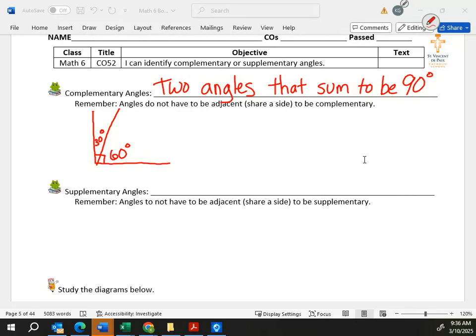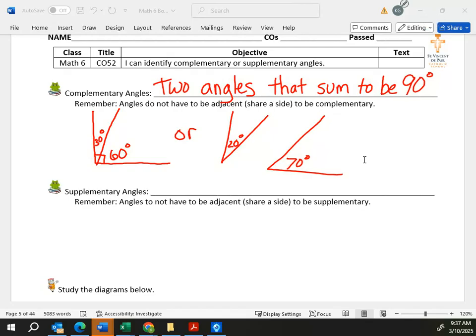Sometimes those angles will be adjacent, where they share a line. Sometimes they're just going to be off to the side. So I could have 20 degrees and I could have 70 degrees. They're not connected next to each other, but if I add them together, they will equal 90 degrees. So you could have them adjacent, or you could have them separate, as long as you add them and they equal 90. How are we feeling about complementary angles? So we need to remember, complementary is 90.